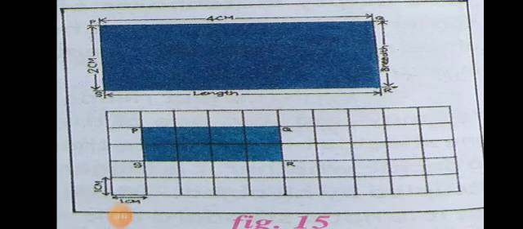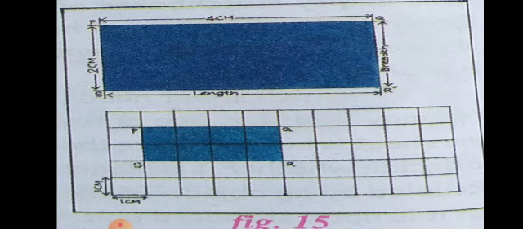Now let us see how to measure the area of a regular surface. For this you have to cut a cardboard into the shape of a rectangle having length 4 centimeter and 2 centimeter breadth, as you are seeing here. Let us measure its area. The convenient unit to measure the area of the given cardboard would be centimeter square.